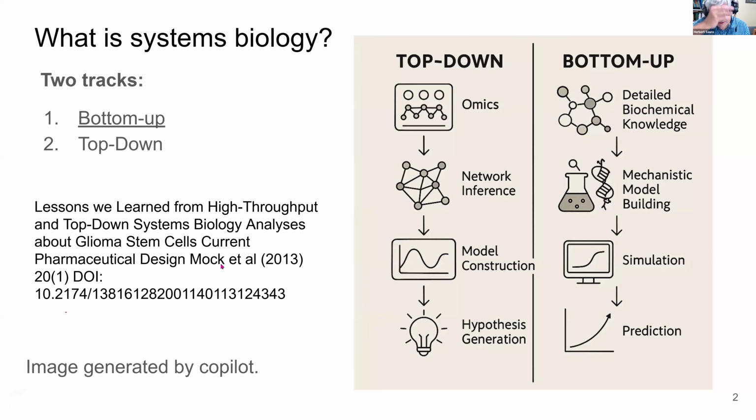So there's been a discussion in some papers on the differences between these two approaches. They both have their pros and cons. For example, with top down, it's very difficult to interpret the results because the scale is so big. On the other hand, bottom up is hard to scale up because everything is so detailed. There are pros and cons to both of these. But there's a paper here from 2013. It's a bit old now, but it talks about some of the lessons from top down and bottom up systems biology.